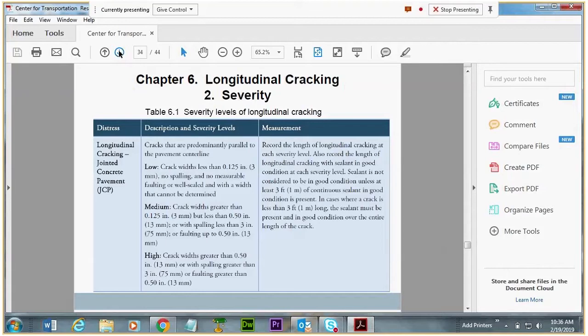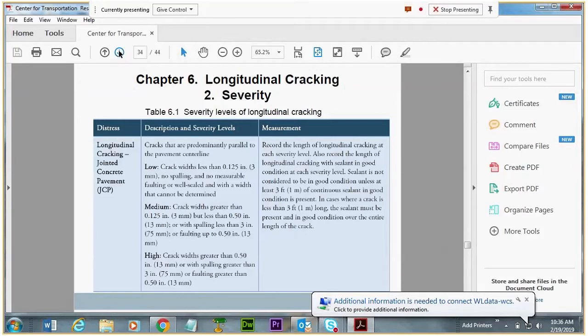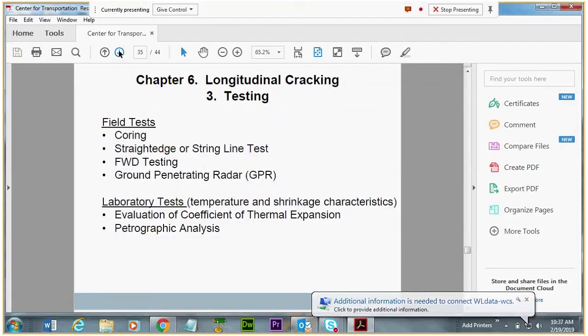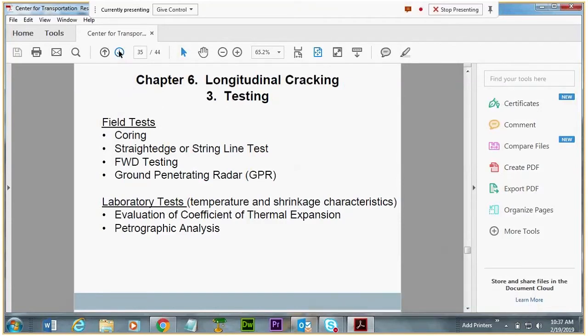Then we go into the severity. What is that severity? Now, we tried to utilize the FHWA severity information, but it didn't always fit, particularly in overlays. But if we could, we used the low, the medium, and high severity and utilized what FHWA had published in the recent publications. And this is an example of that. Next slide.